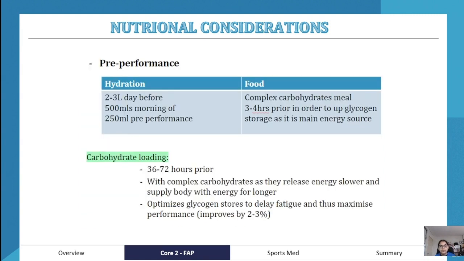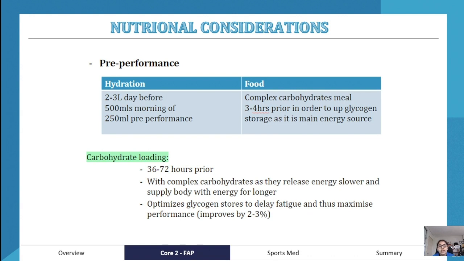Okay, moving on. So now let's have a look at pre-performance nutritional considerations. What should we be consuming prior to our performance? Firstly, pre-performance hydration is very important. You want to be aiming to drink 2 to 3 liters of water a day before, 500 ml of water on the morning of the performance, and finally 250 ml pre-performance. So hydration is super important.